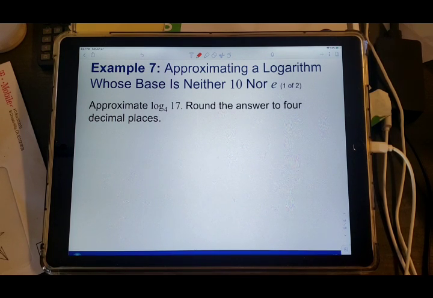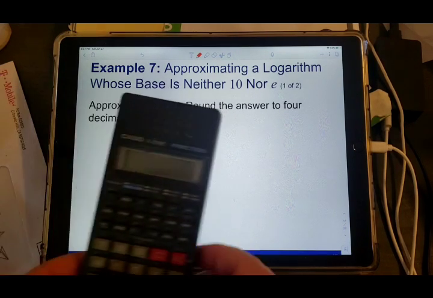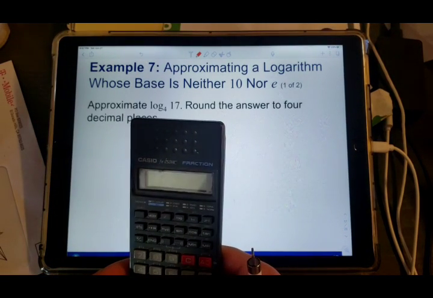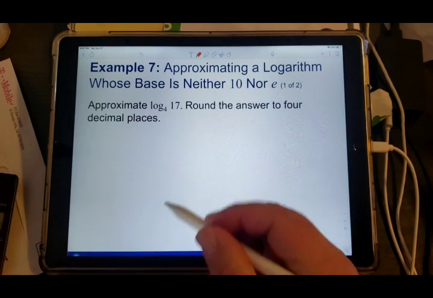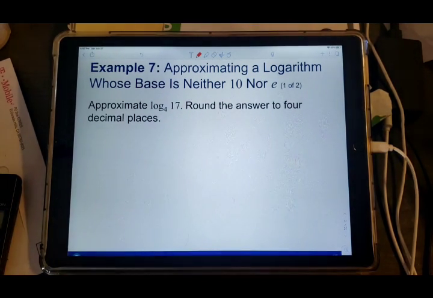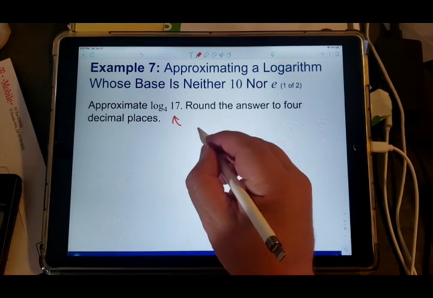All right, most of us need to know the change of base rule for our calculators. So if you have a calculator that's, well, pretty much any calculator. No, there are some calculators that actually will let you type in the 4 and the 17. But you have to use the change of base rule for a calculator.